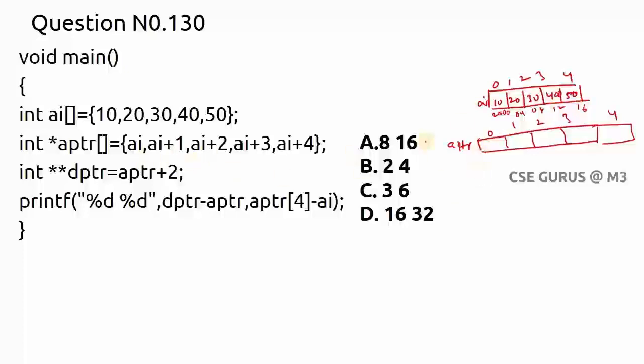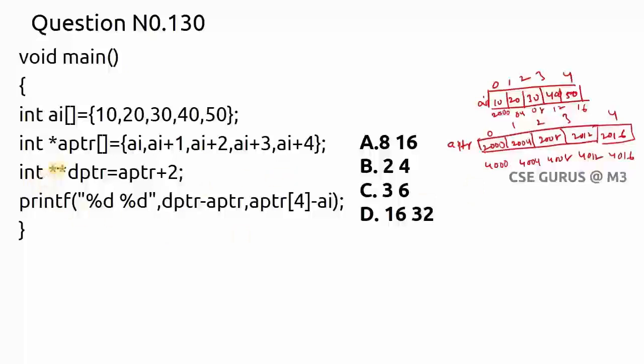So now ai, what is the ai address? It's the base address, that is 2000 will be stored here. Here ai plus 1 will be stored in the index 1, that means ai plus 1 means 2004, here 2008, here 2012. Here the addresses of aptr are starting from, let us suppose 4000, then it will be 4004, here it will be 4008, here it will be 4012, 4016.